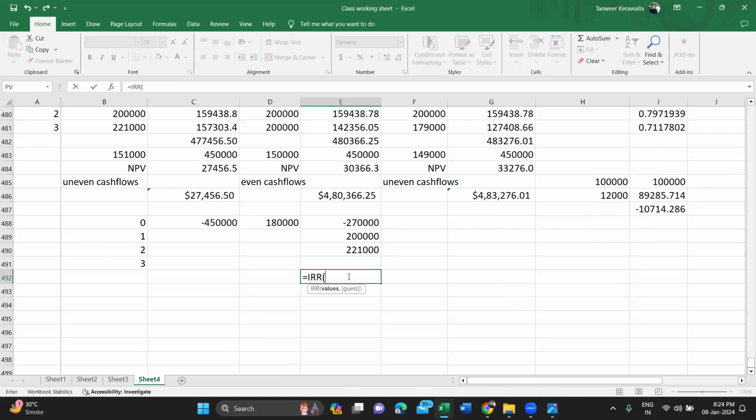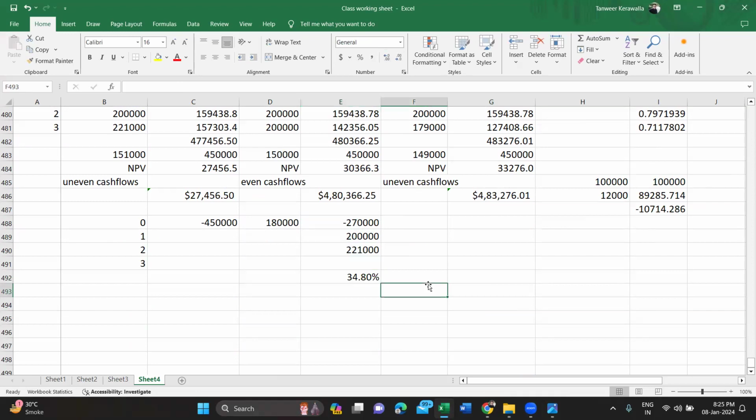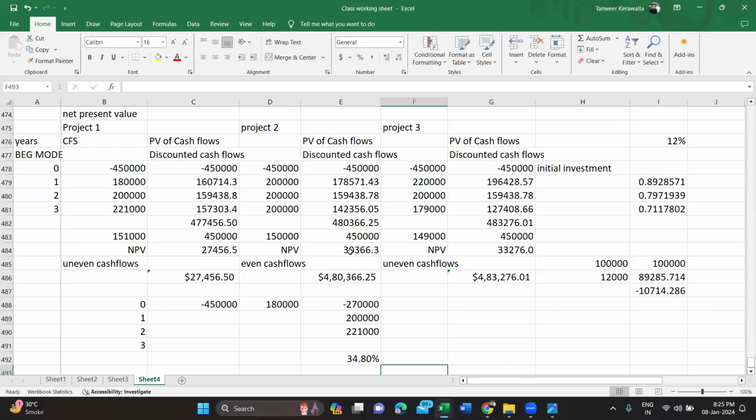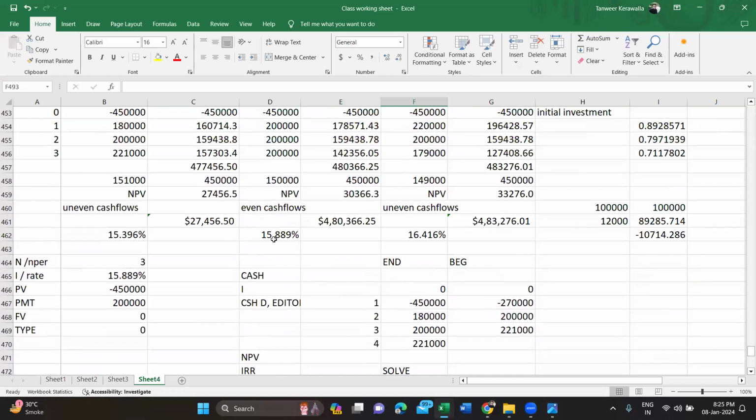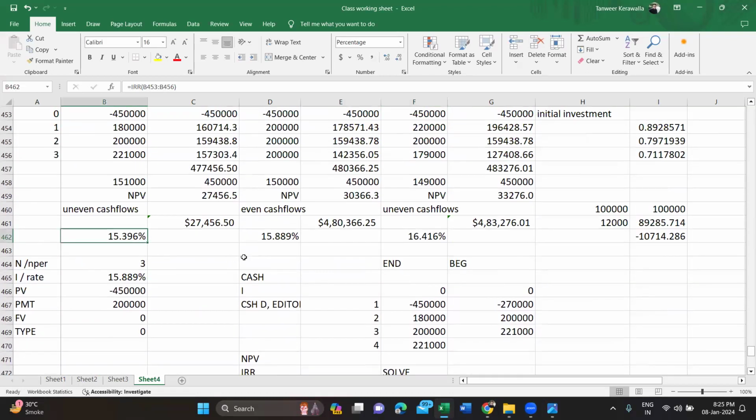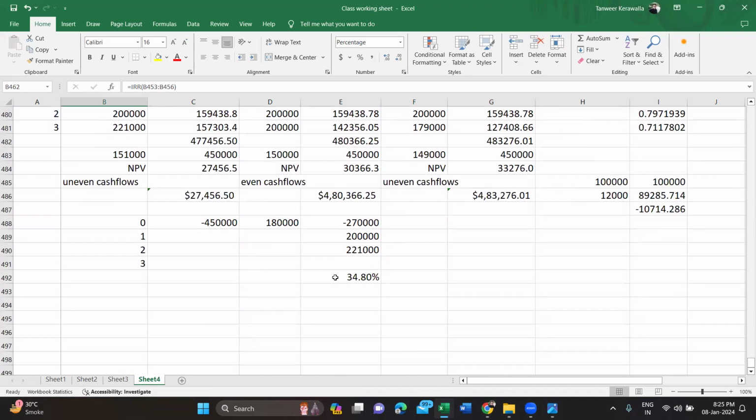So IRR, take the range, open it out, 34.80. So almost double, right? Almost double, right? Here we had got how much? Originally we had got 15.396, and here we have got 34.80%, right? So a huge difference when the mode changes.